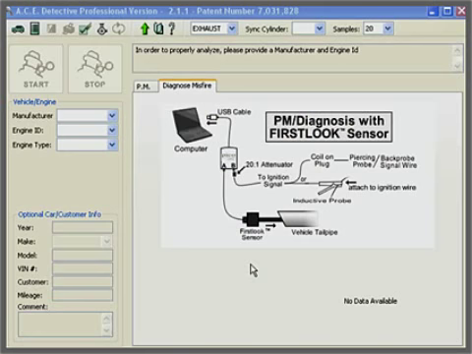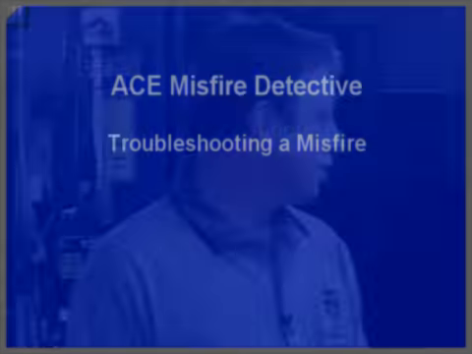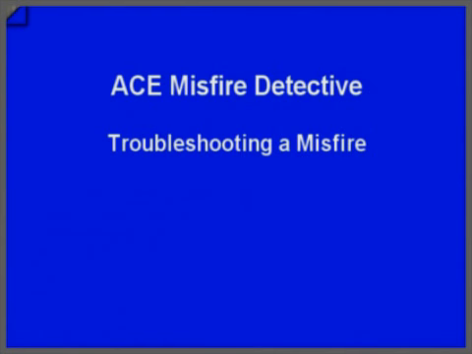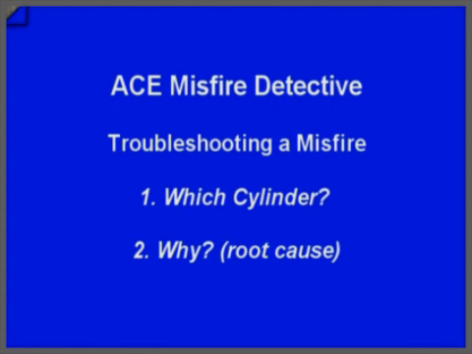Even with a lab scope, misfires can be one of the most challenging things to diagnose correctly on a vehicle. That's why we invented our patented ACE misfire detector, which is included in your kit. This Chrysler behind me has an obvious misfire. I'm going to show you which cylinder it's coming from and the probable cause, and how to identify that quickly and easily.